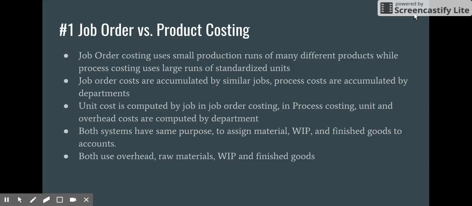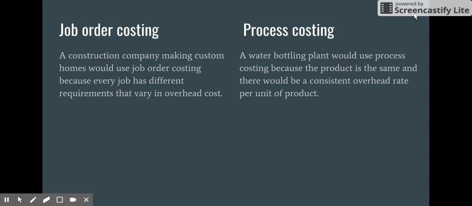In job order costing, costs are accumulated by individual jobs, whereas in process costing, costs are accumulated by department, and each department has a similar output. Unit costs and overhead costs are computed by department in process costing. In job order costing, unit costs are computed by job.